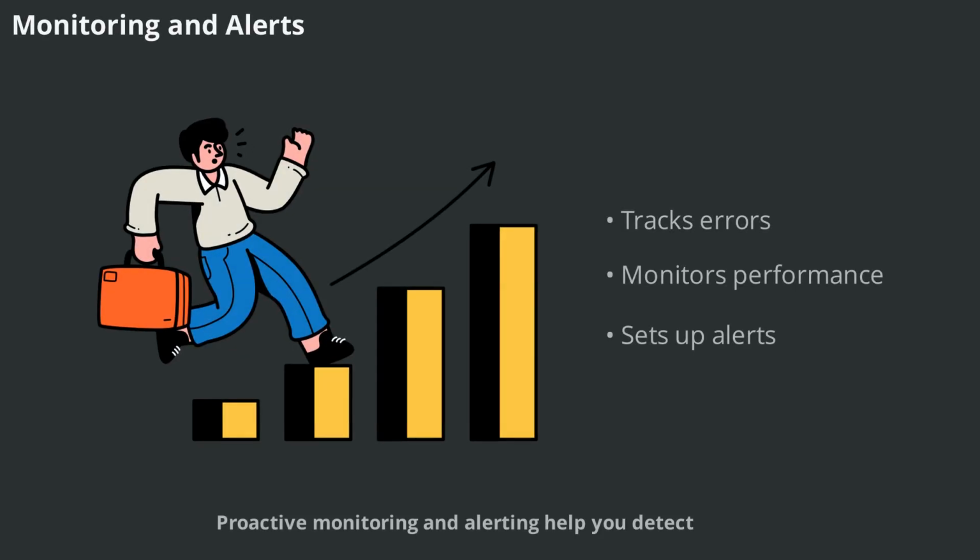Proactive monitoring and alerting help you detect and resolve issues before they impact users. Integrate monitoring tools into your deep linking pipeline to track errors, performance, and usage patterns. Set up alerts for critical issues so your team can respond quickly and maintain a high-quality user experience.